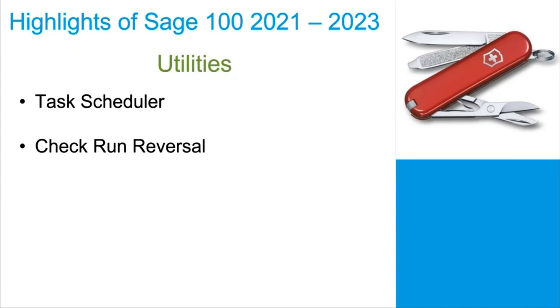So the next one is check run reversal. And this one is near and dear to my heart because I was just working with somebody that had done a check run of 80 checks and the checks didn't print correctly.